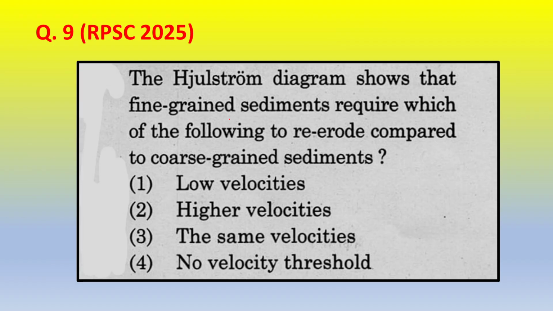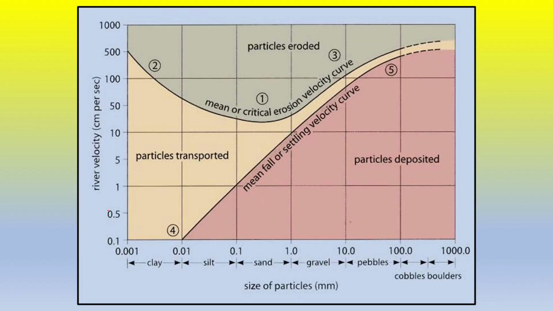Okay. So next question. The Hjulström diagram shows that fine-grained sediment require which of the following to re-erode compared to the coarse grain sediment? First option low velocity, second high velocity, third the same velocity and fourth no velocity threshold. So before answering this question, I want to show you the diagram.